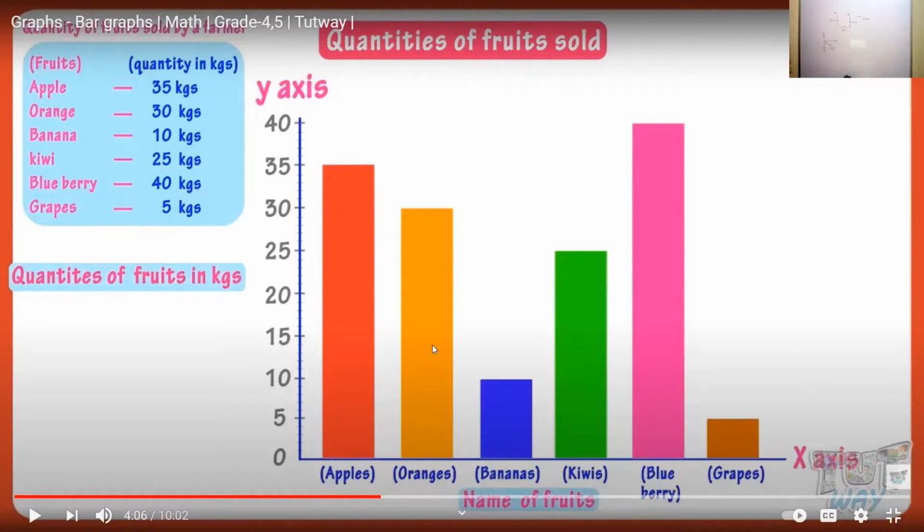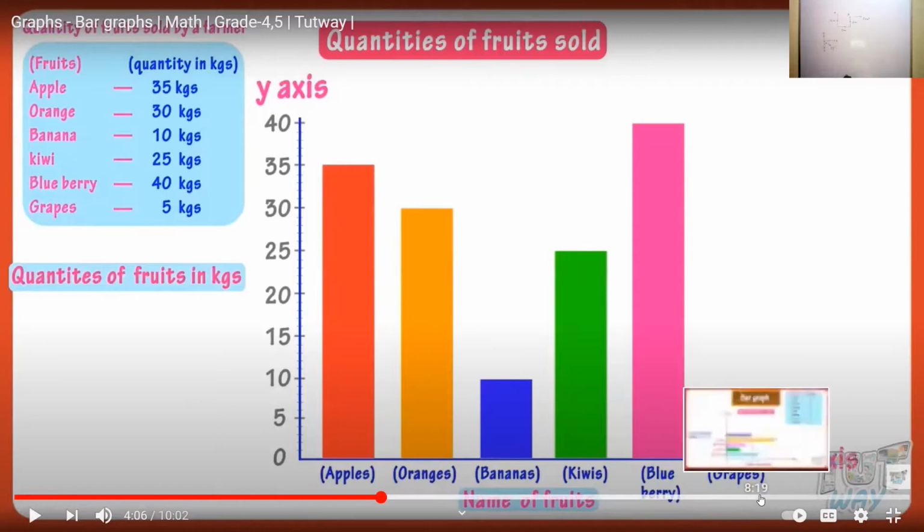Now there were two types of bar graphs shown in the video. One is this one, and the other was the horizontal bar graph. You saw the horizontal one. For example, this one.